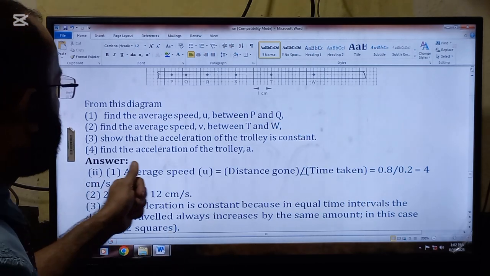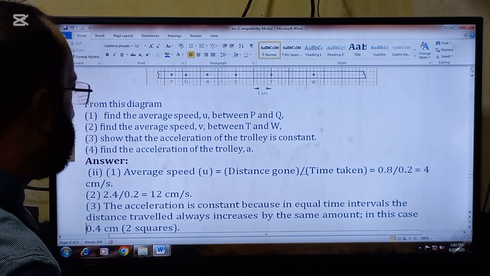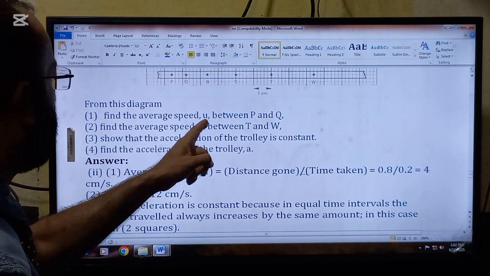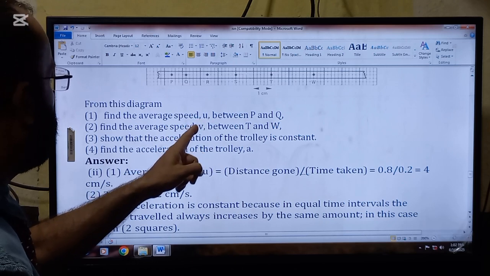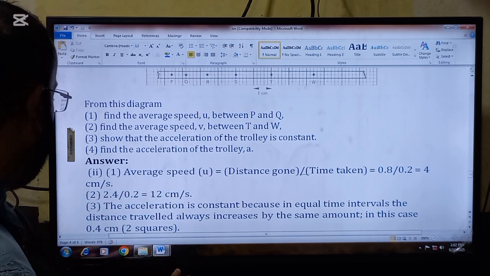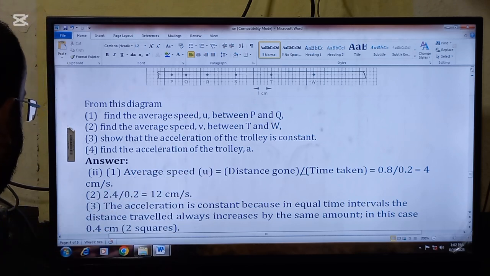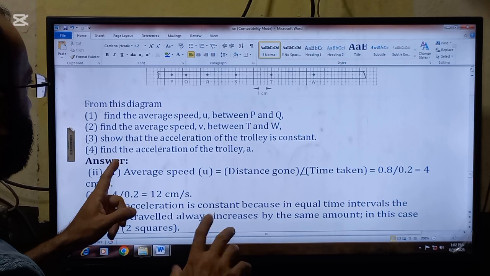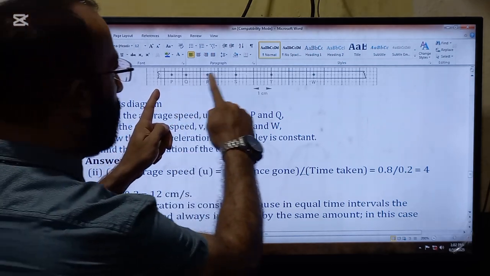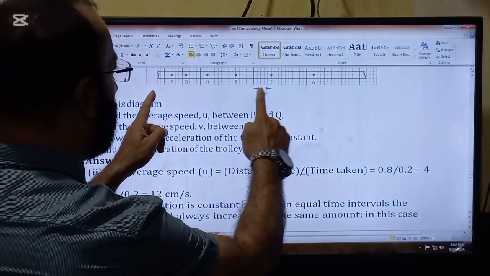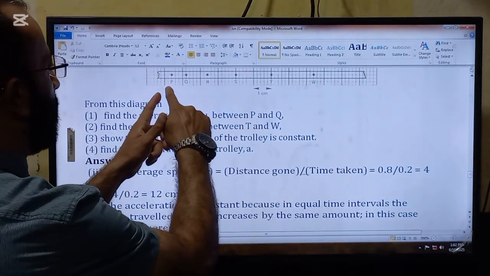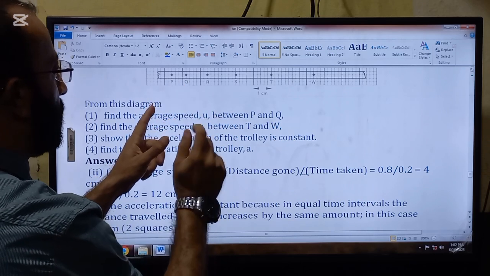Final part, find the acceleration of the trolley. So look, in the first part, you found the velocity u. In the second part, you found the velocity v. So final velocity and initial velocity are with you. Okay. And time is also there because from P to T and W there are 4 equal parts. So 4 into 0.2 because for every 10th dot the time taken is 0.2.